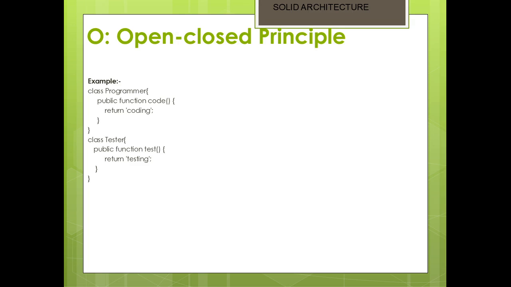Liskov substitution principle means a subclass must be usable anywhere the superclass is expected. If swapping a child object breaks behavior, the inheritance design is wrong.